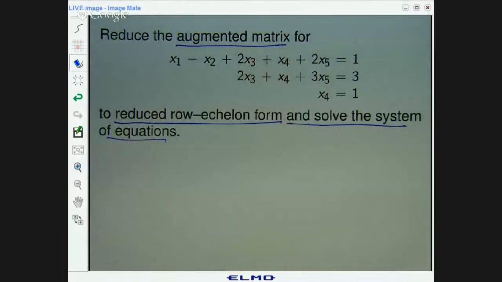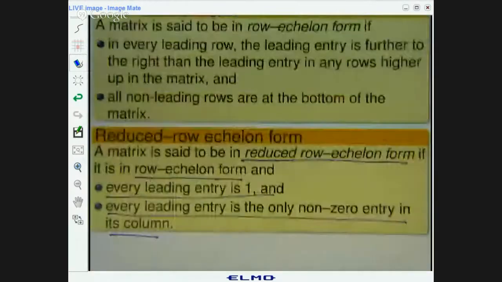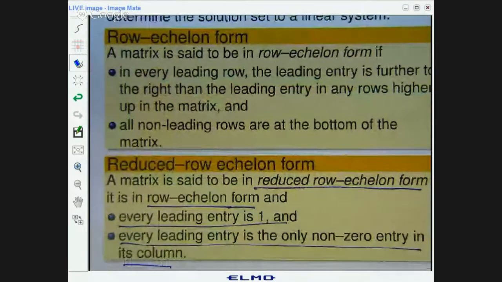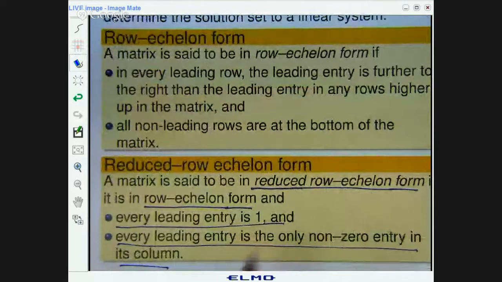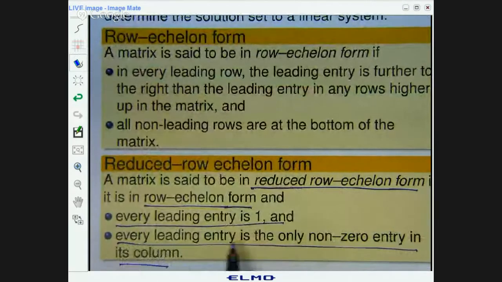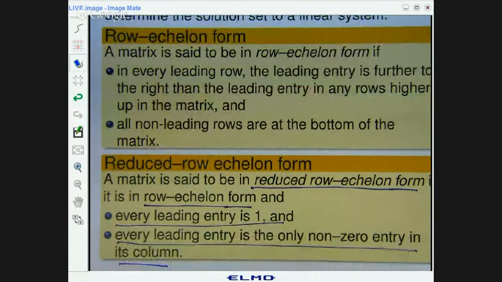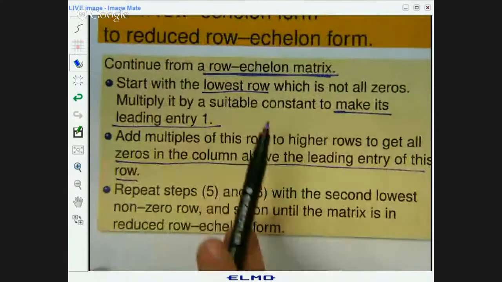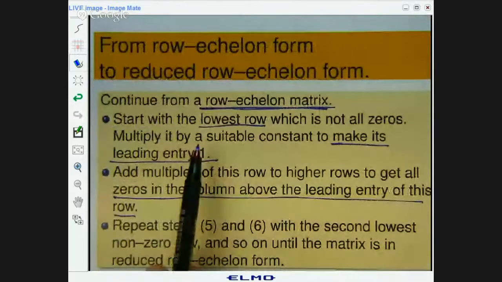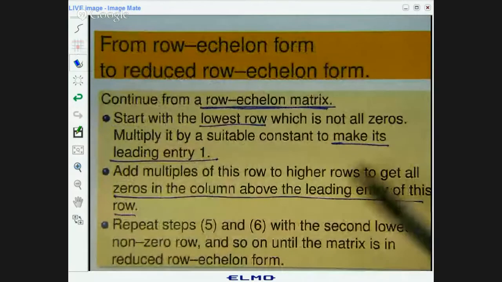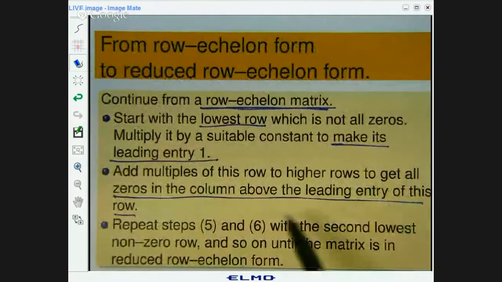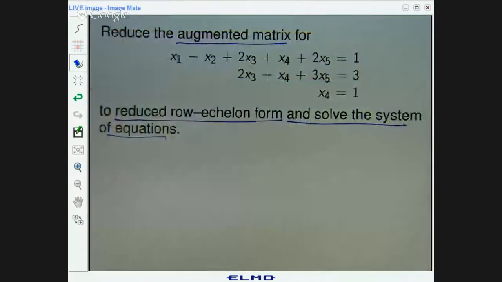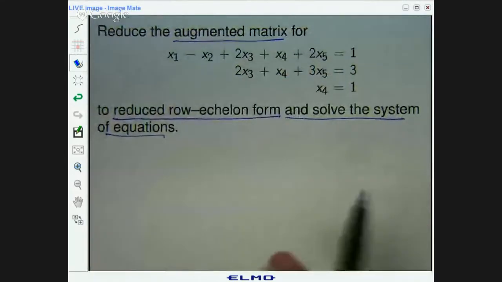All right. Now, just to refresh your memory, a reduced row echelon form is a special kind of row echelon form where every leading entry is 1 and every leading entry is the only non-zero entry in its column. What you do is you start with a row echelon form and then you work on the lowest row, get the leading entry to a 1 and then add that row to higher rows and you just keep on going. All right, so how does it work for an example like this?